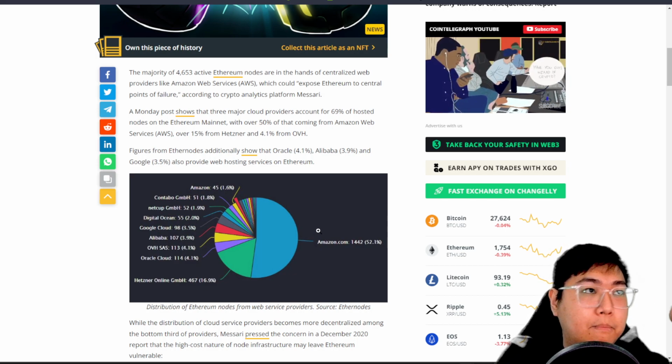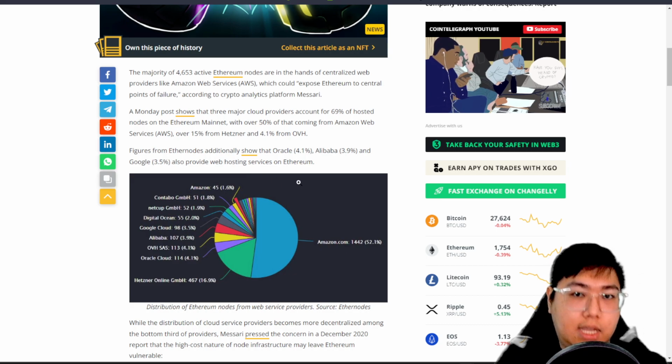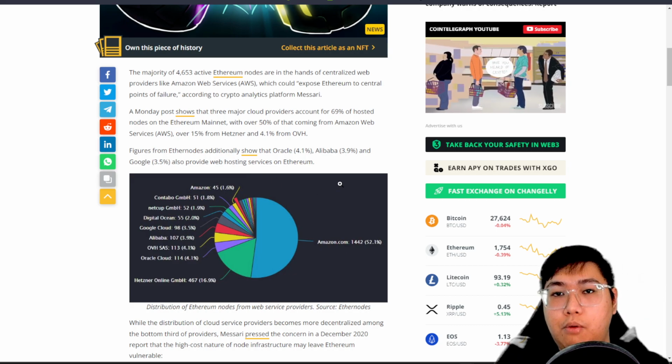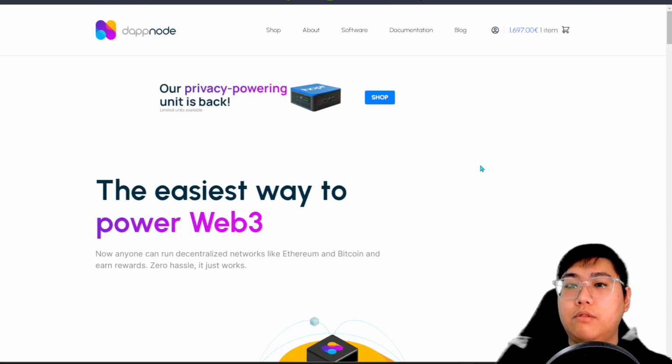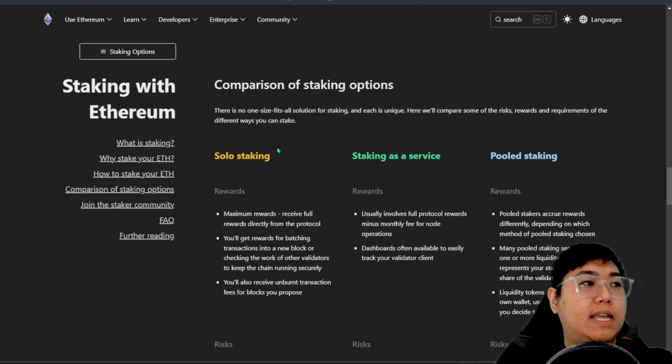So I would say please consider running it on your home staking itself, running on your own device, and I'm going to tell you how you can do it simply by clicking a few buttons and buying. So over here, I'm going to tell you how to do solo staking at home itself.